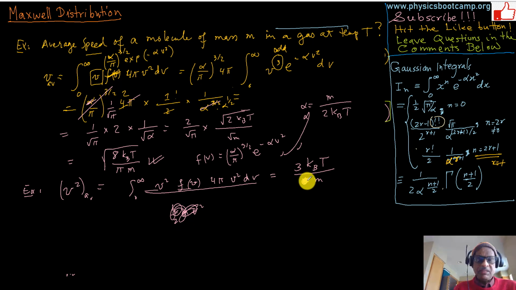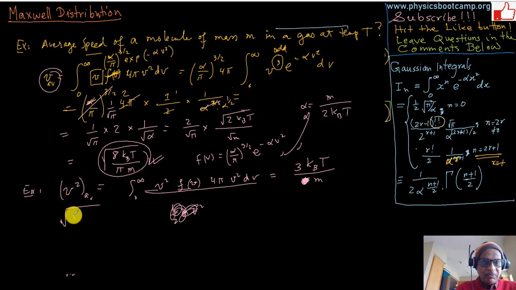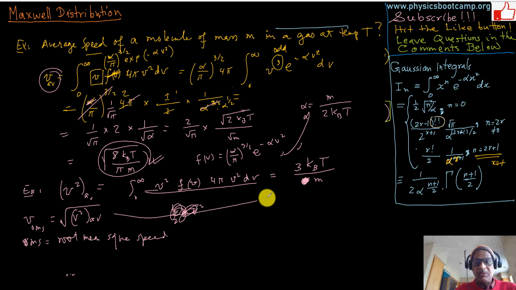So you can see the average speed is quite different than when you square that, right? So if you want to do the square root of this, V square and then average, this is called RMS speed, or root mean square speed. And if I do the square root, I'm going to get square root of 3 kBT over m.